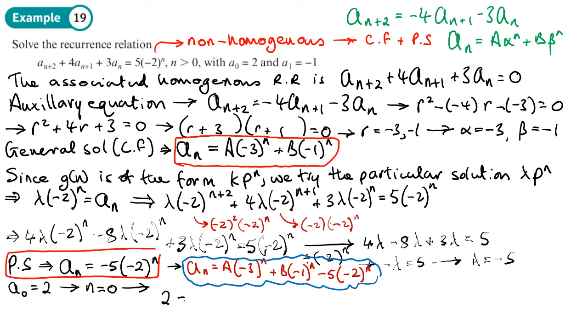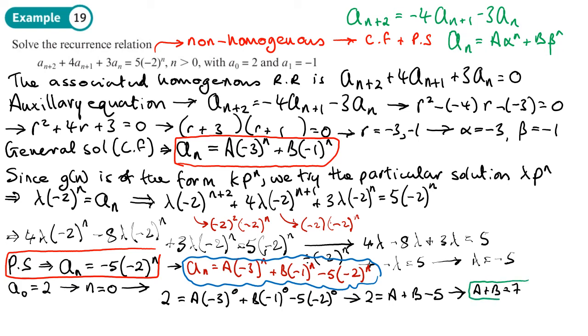a_0 is 2, which equals A times negative 3 to the power 0, plus B times negative 1 to the power 0, minus 5 times negative 2 to the power 0. All of these power zeros make it 1. So we have 2 equals A plus B minus 5. Adding 5 to both sides, we have A plus B equals 7. Okay, so this is our first equation. What do we need to solve it simultaneously with?